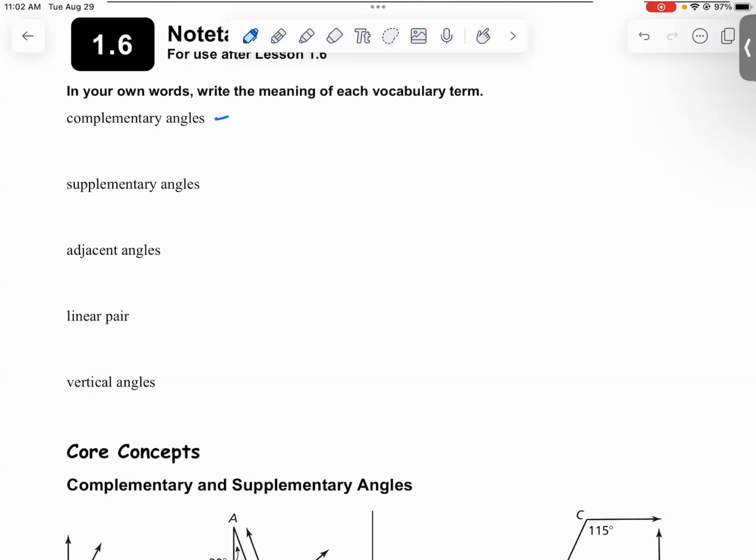So I'm going to write angles that add to 90 degrees. Is that a good way to put it? Angles that add up to be 90 degrees. Okay. Brayden, what about supplementary?